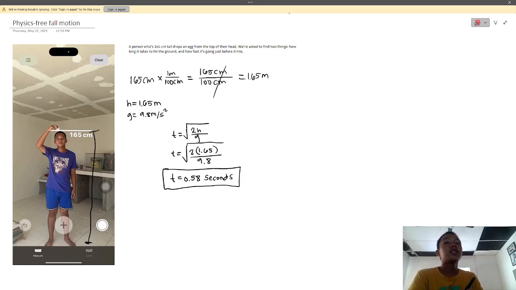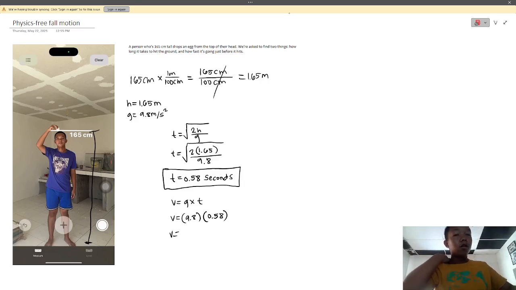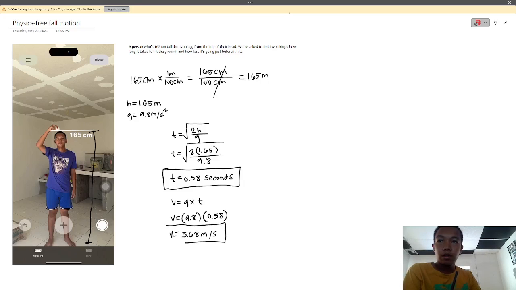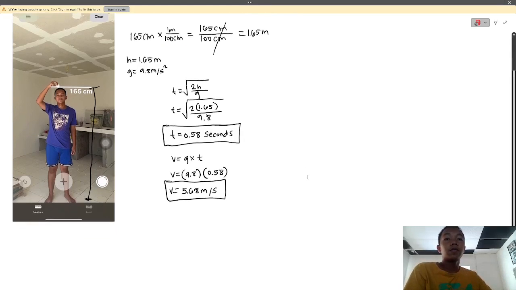For the final velocity, we are going to use this formula: v equals g times t. That's 9.8 times the time, 0.58 seconds, which equals 5.68 meters per second. So this is for parts A and B.